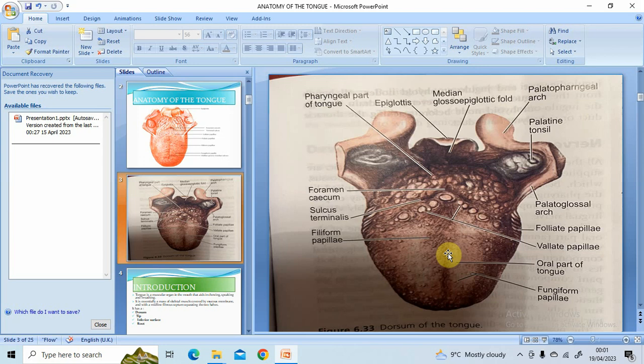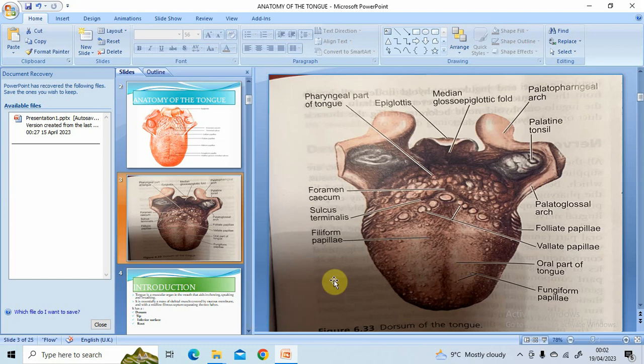The fungiform papillae are visible as discrete pink pinheads. If you look at this diagram, you see tiny discrete pink structures, the heads like those of a pin. They are more numerous at the edges and the tip of the tongue. They have most of the taste buds within them, about 1,600 taste buds.